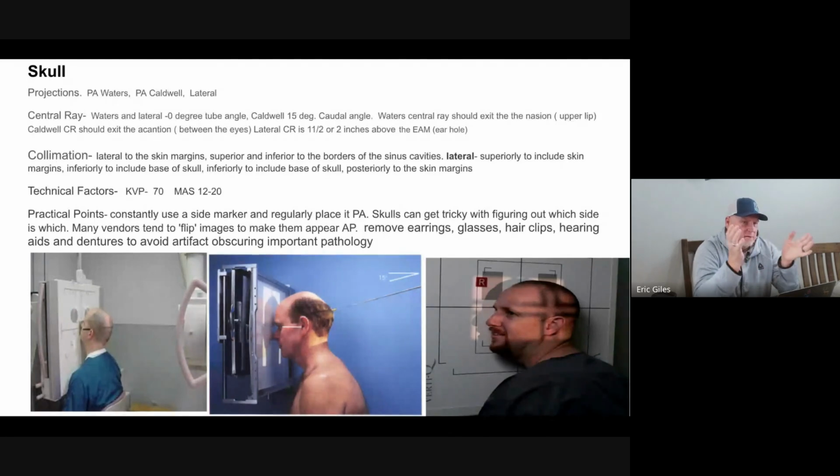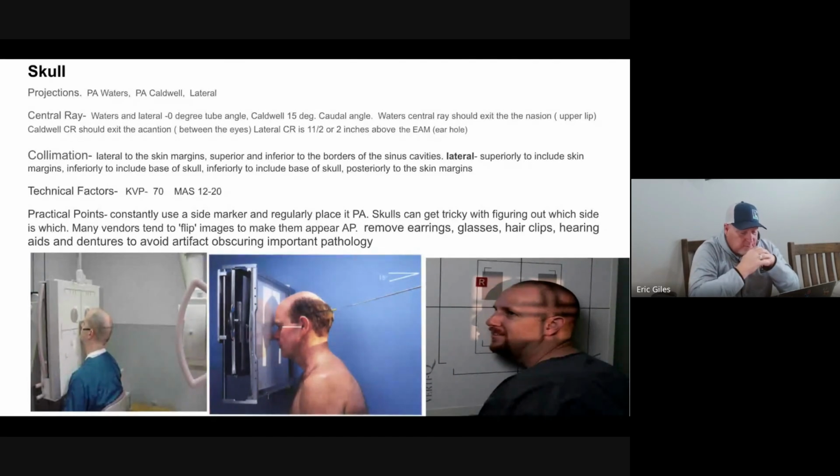So of course, for the skull, we're going to include the entire skull. Make sure that we have collimation light on the laterals and superior and at the occipital. Yeah, the Caldwell is 15 degrees caudal, and it's actually going to, sorry, I lied to you. It's going to exit the nasion right there.